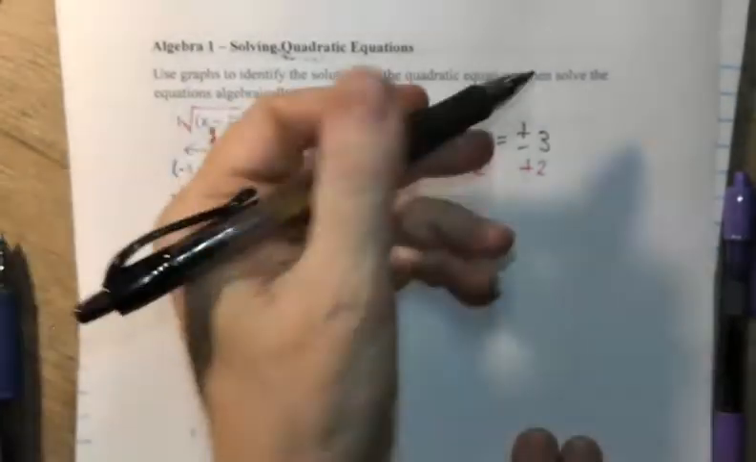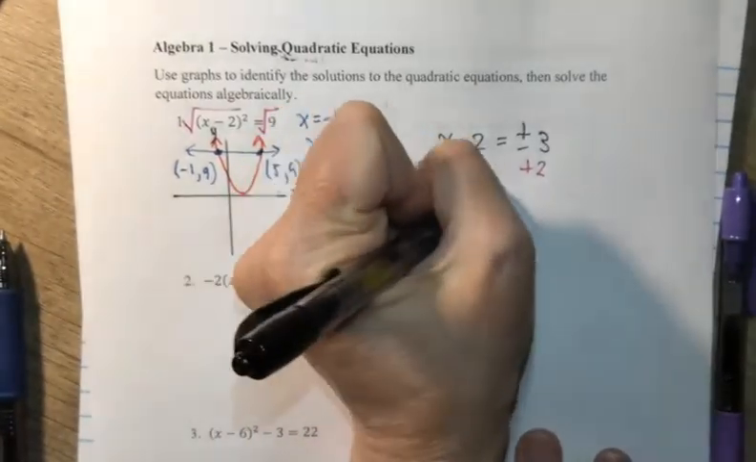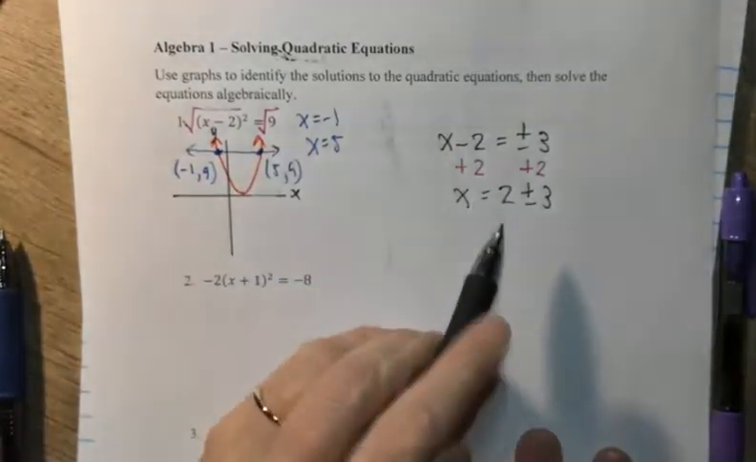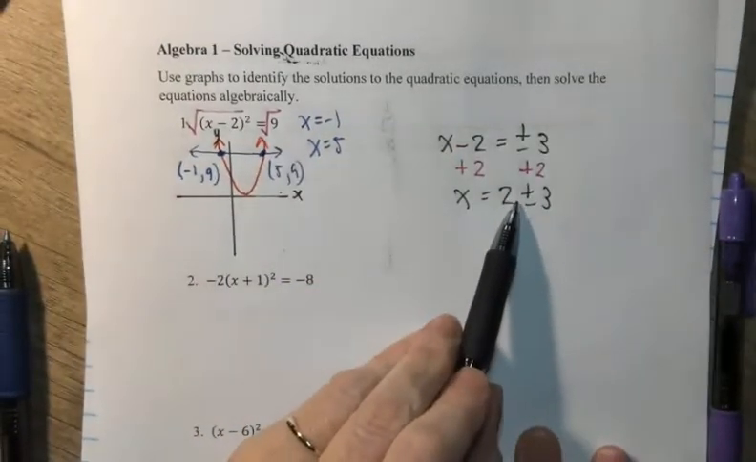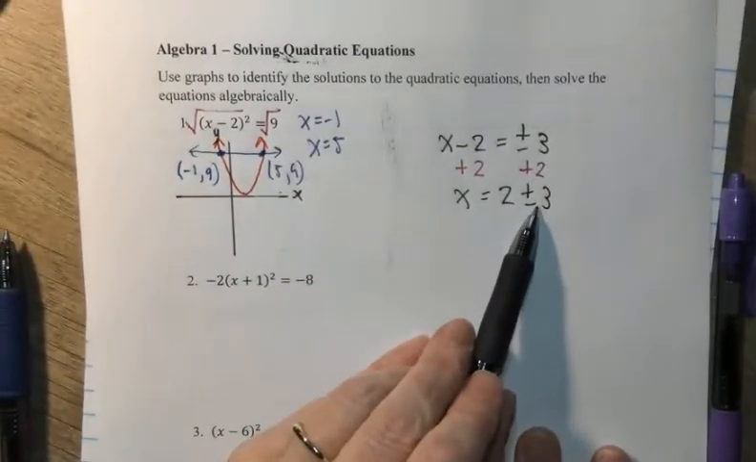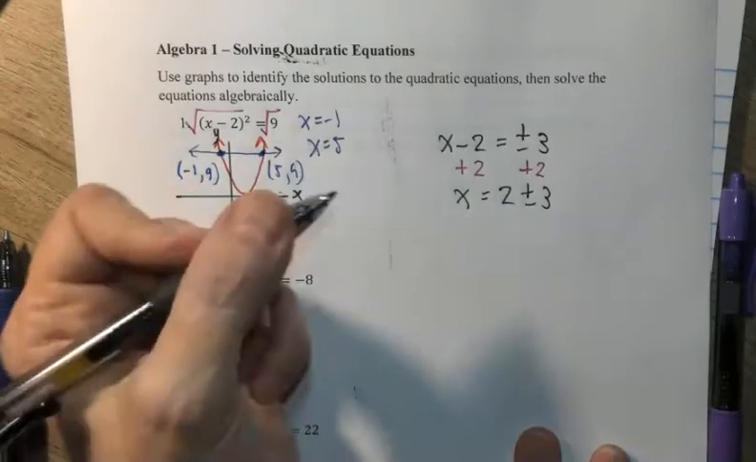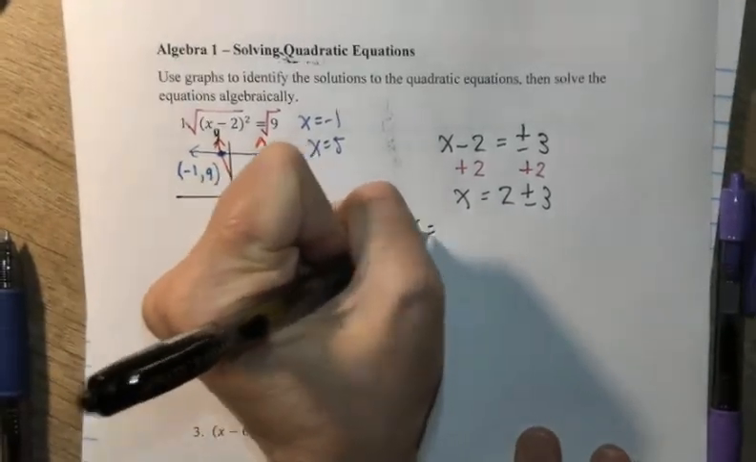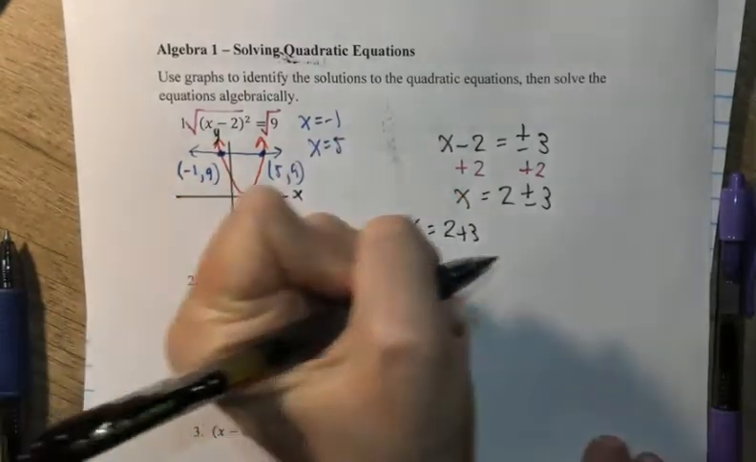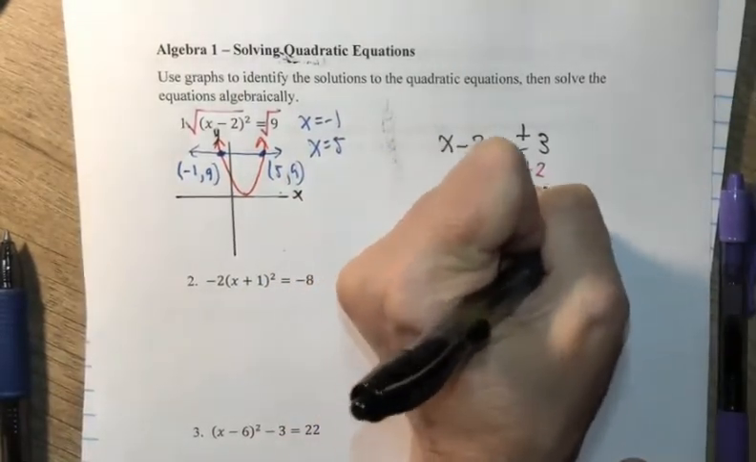And so we have x equals 2 plus or minus 3. Now, you don't want to stop here because you need to go ahead and simplify this. And here's how you do it. You separate this into two statements. x is equal to 2 plus 3, and x is equal to 2 minus 3.